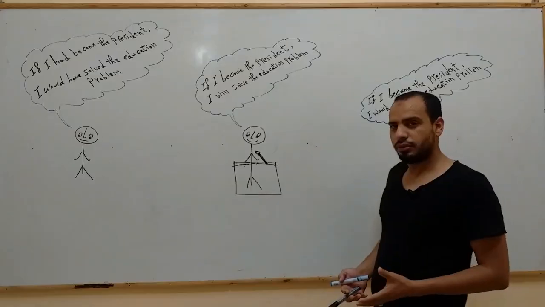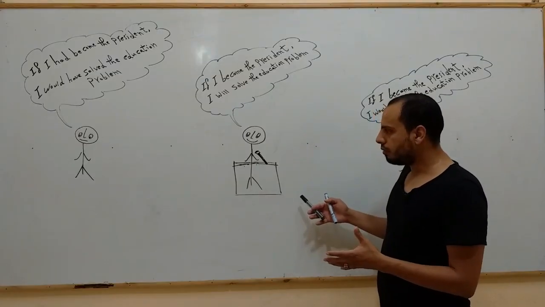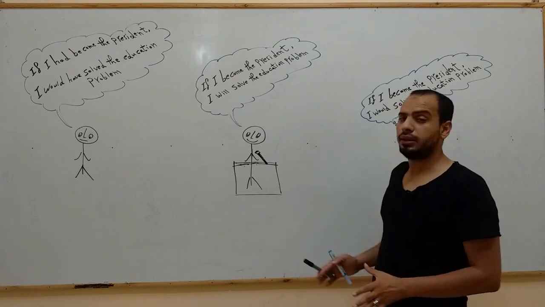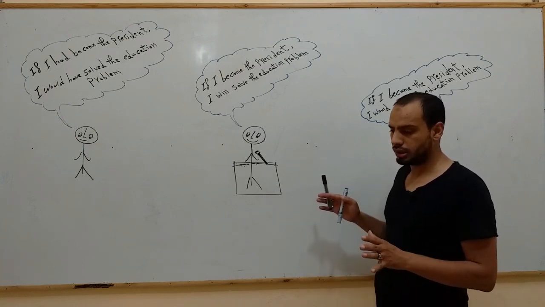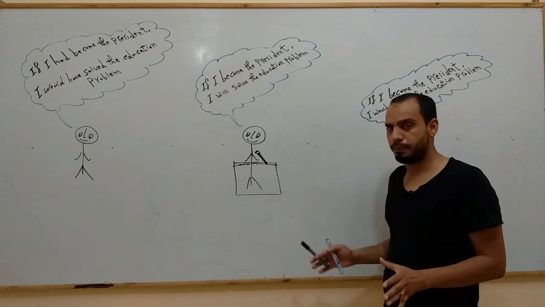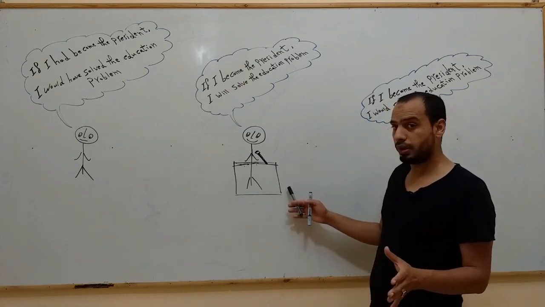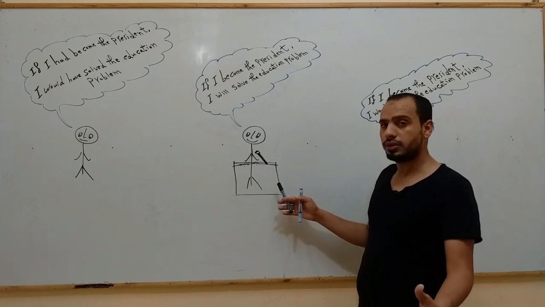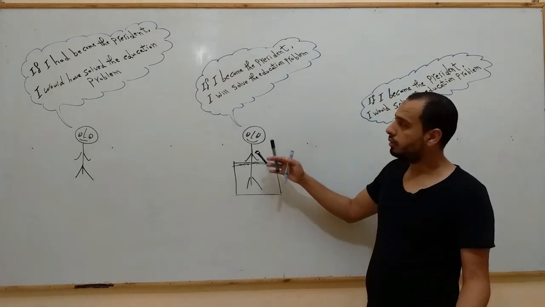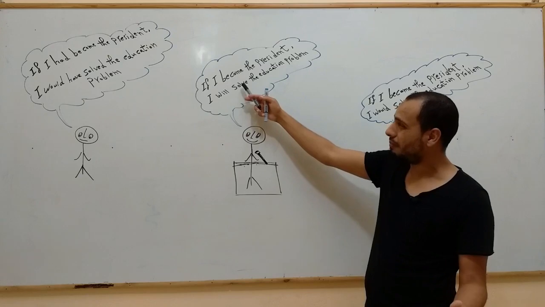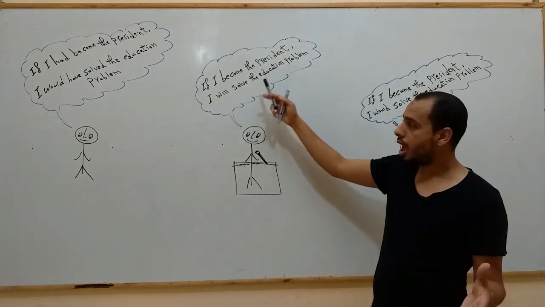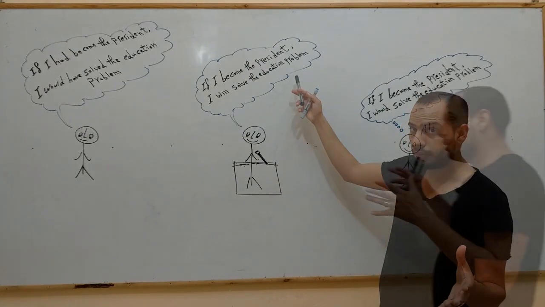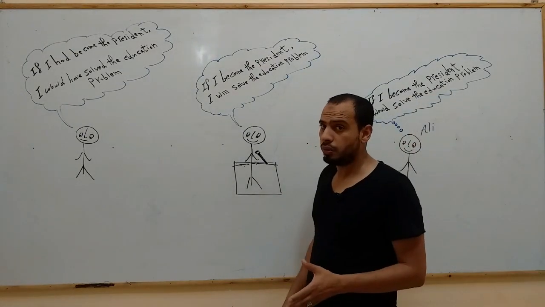Years passed, and now Ali is a real presidential candidate, and he's just one step from achieving his goal to be the president. He started talking to the folks, to his audience, and said, "You know, people, if I become the president, I will solve the education problem." But as you know, life is not always fair.